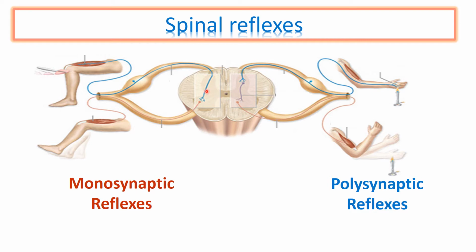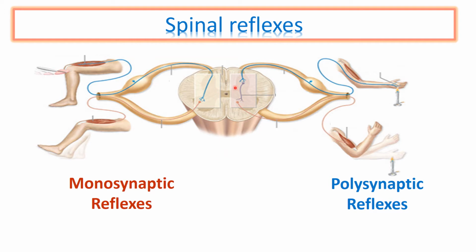this contact between two neurons, which are the afferent and efferent, is called a synapse. A synapse is a junction between two neurons. When there is direct contact or direct junction between afferent and efferent, so one synapse between them, we call it mono. Mono means one. Monosynaptic reflex.